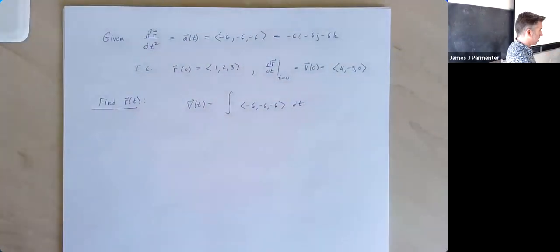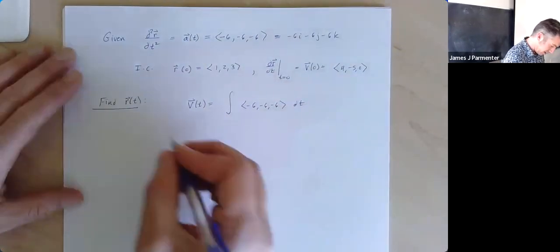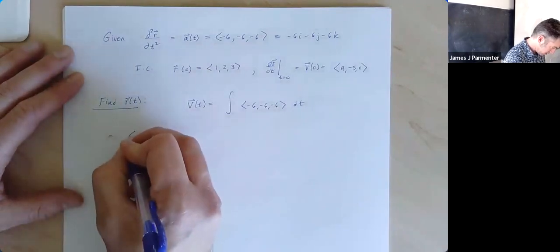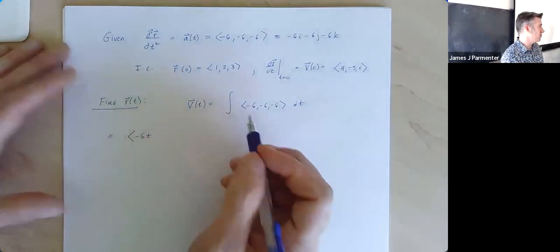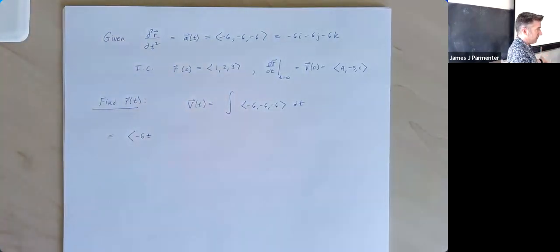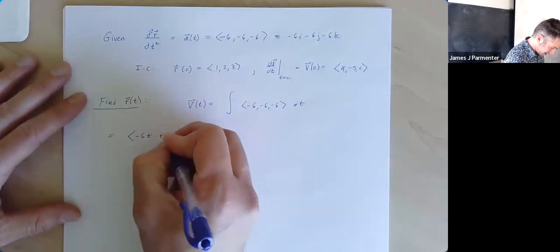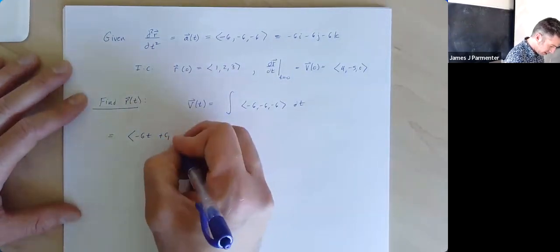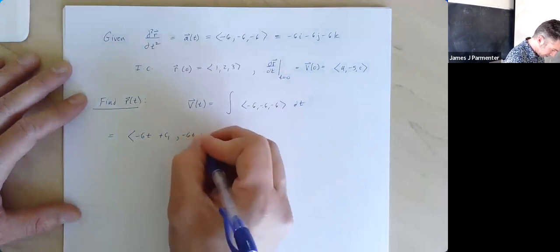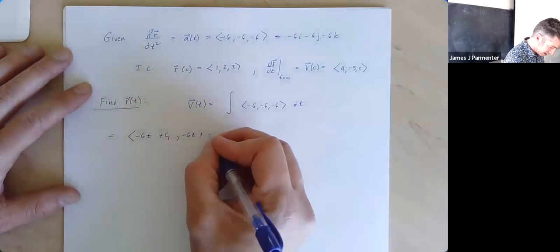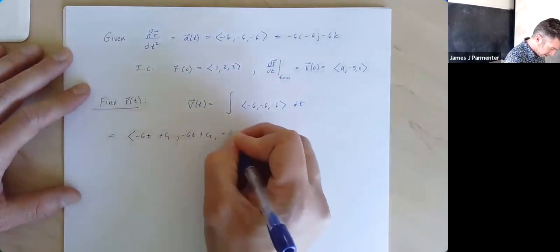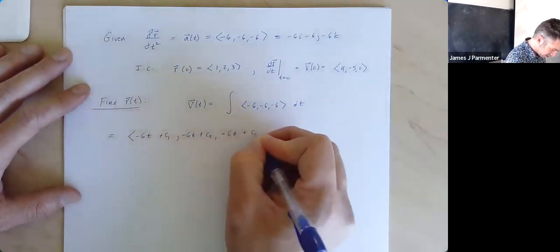Integrating a constant is pretty straightforward. We're just going to get -6t, but we have to add a constant, just like when you normally integrate an indefinite integral. So we're going to get -6t plus a constant called c1, and then -6t plus another constant, but we don't know that those constants are the same. So we're going to call it c2, and then -6t plus c3.